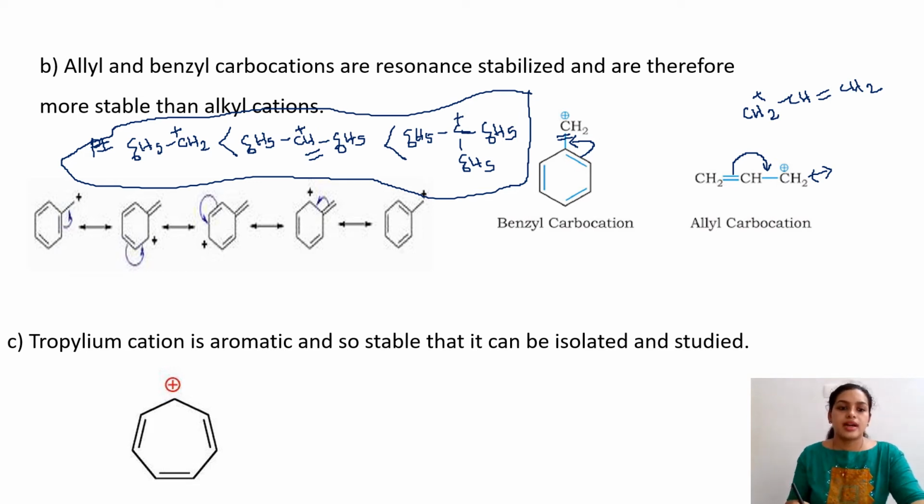Another one to be discussed is the tropylium cation. The tropylium cation is the cycloheptatrienyl carbocation. This is aromatic and so stable. It is so stable that it can be isolated and studied. In the introduction part I told you that it's not possible for carbocations to be isolated, but since this tropylium cation is highly stabilized, it is isolated and studied separately. That's all about carbocations.